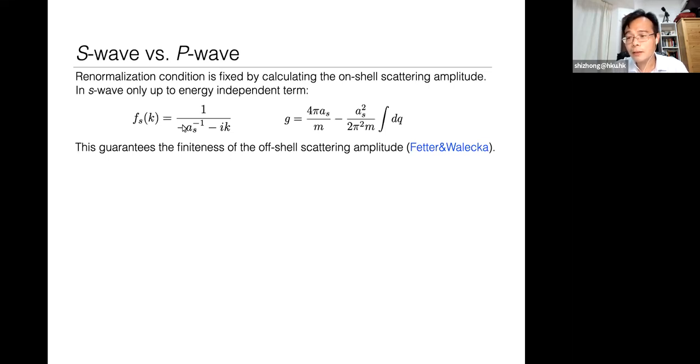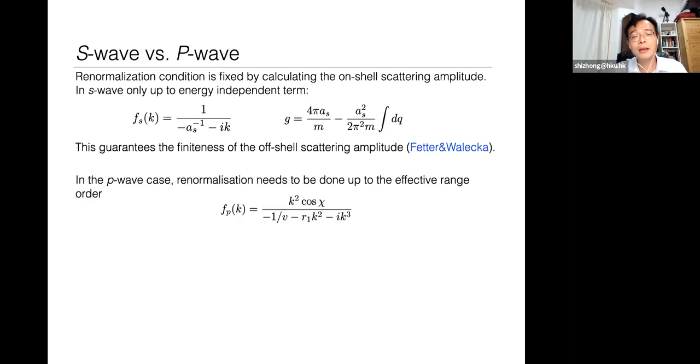But in many-body calculations, as you know, you sometimes have to calculate off-shell scattering amplitudes or vertex functions. And what happens in the S-wave case, which is actually quite fortunate, is that when you have these renormalization relations to make sure the on-shell properties are finite, then automatically the off-shell scattering amplitudes are finite as well. Now in the P-wave case, it's slightly different.